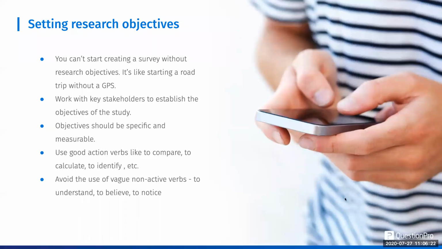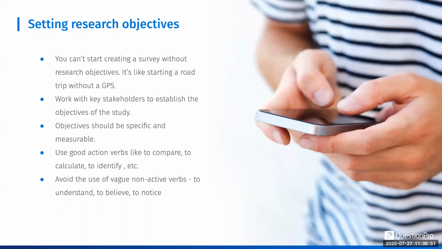So, setting research objectives: this should really be the first thing that you do, even before you start thinking about survey questions. Let's say you're going on a road trip. You probably wouldn't go on a road trip without first putting the location in your GPS, especially if you don't know where you're going. You want to make sure that you're taking the easiest, quickest, most efficient route there without traffic delays, problems, road closures, etc. It's really similar when you are developing a survey as well.